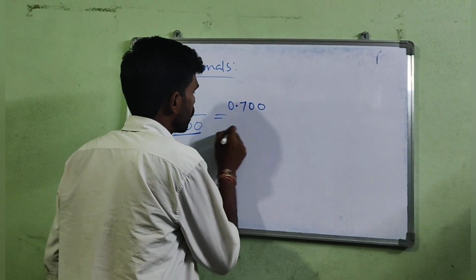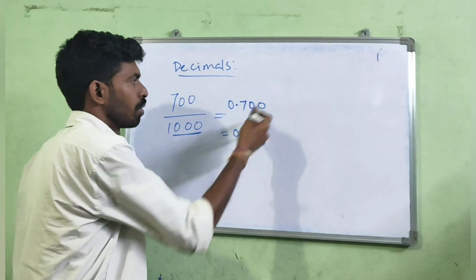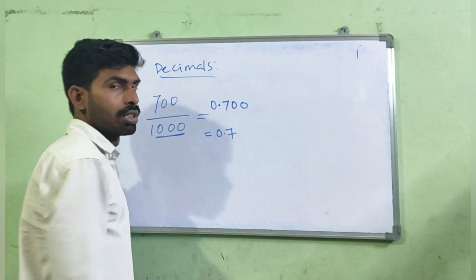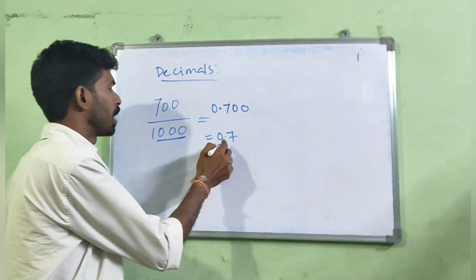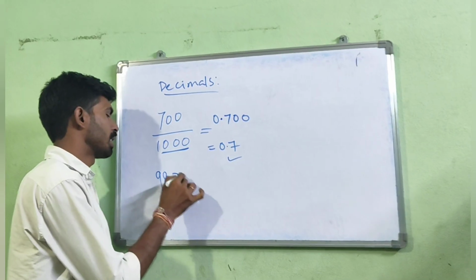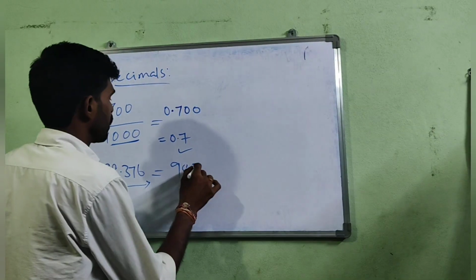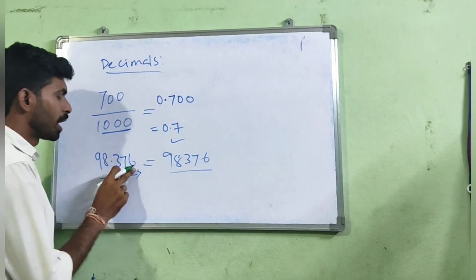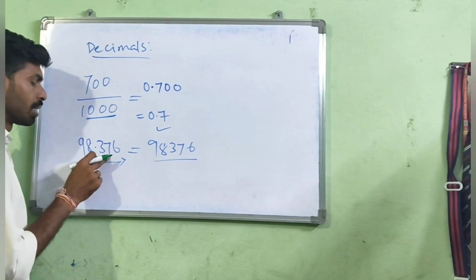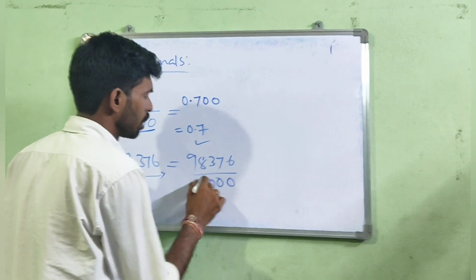0700. That means 0.7. After 00, you can write any number of zeros. Okay, 0.7 is the value. For example, 98.376. How can we write it in rational form? 98376 divided by how many digits are there? 1, 2, 3. 3 digits after the decimal point. That's why 3 zeros: 1 followed by 3 zeros.